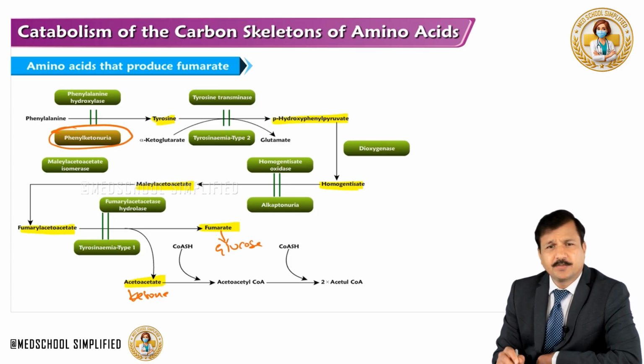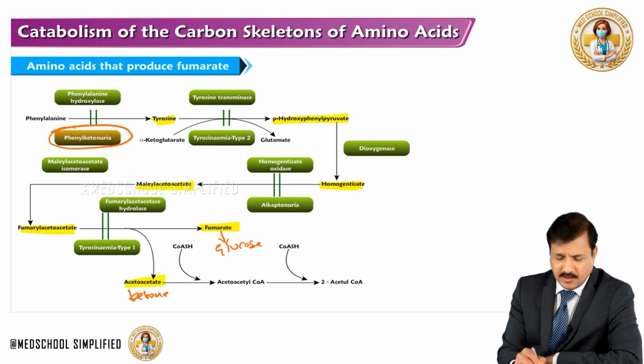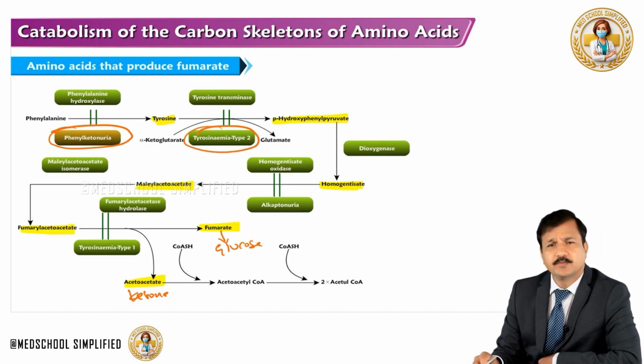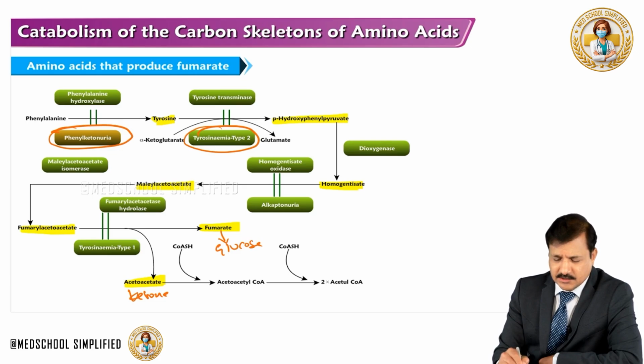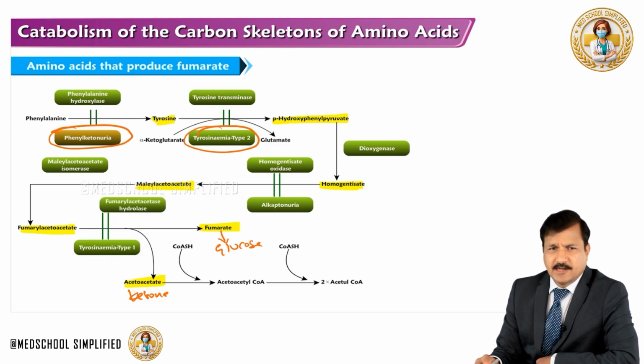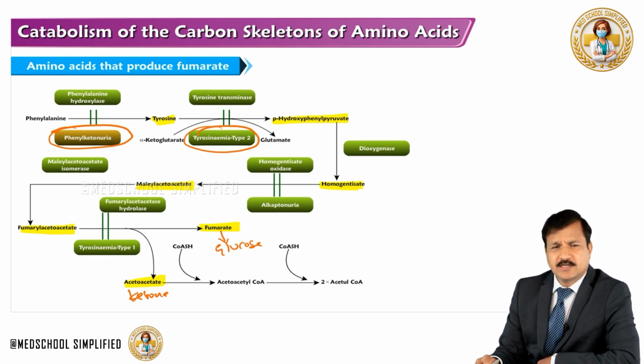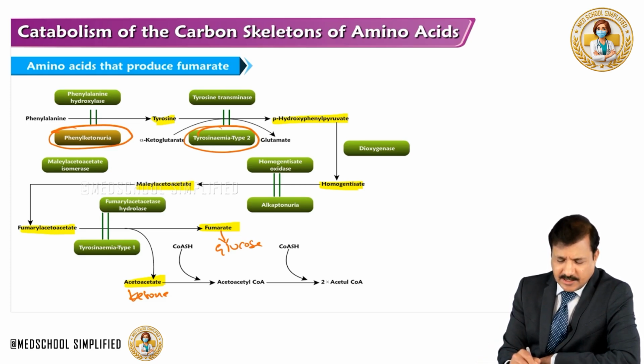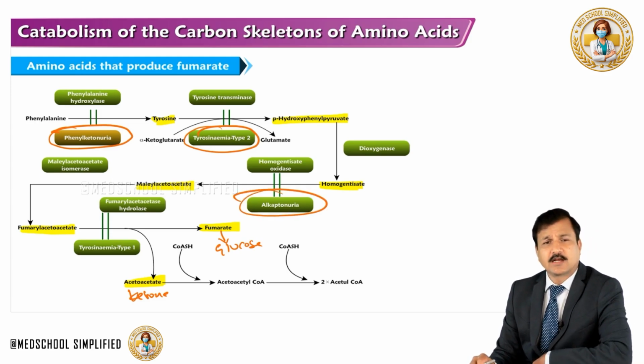Conversion of tyrosine into p-hydroxyphenylpyruvate, done by tyrosine transaminase enzyme, will give rise to tyrosinemia type 2. And then conversion of p-hydroxyphenylpyruvate into homogentisate by p-hydroxyphenylpyruvate dioxygenase will give rise to a transient tyrosinemia, that is type 3 tyrosinemia. And then homogentisate into maleylacetoacetate. The enzyme is homogentisate oxidase. Deficiency of that enzyme will give rise to alkaptonuria.